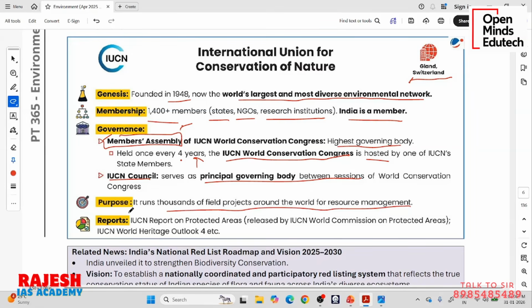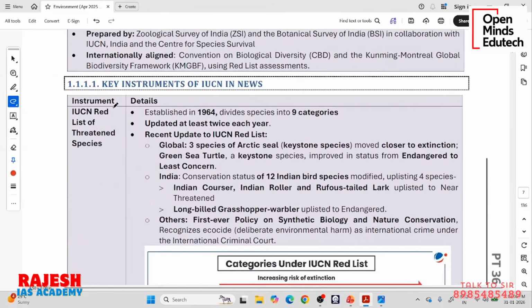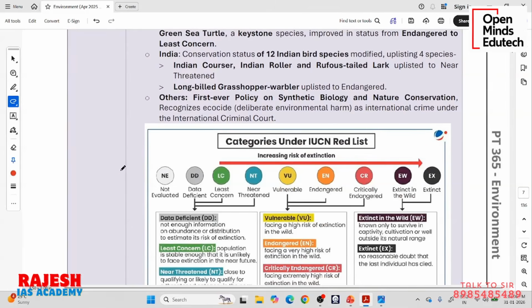And IUCN is famous for some reports and some lists. There is something you should know about IUCN. It is called the IUCN Red List. It is most famous for this Red List. I will tell you what this Red List is. First understand, it is just a book telling about the status of every animal. What is the safety status? Is that animal vulnerable to extinction or is it already extinct?